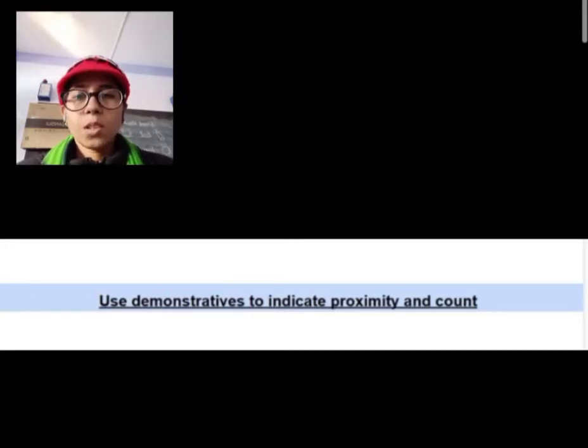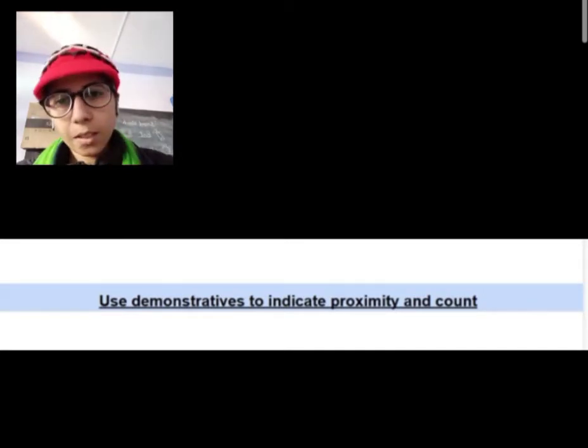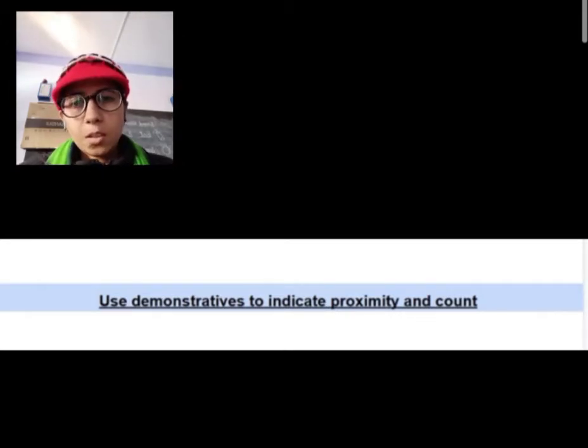Hello students, today we are going to take a short revision of what we have done till today in the ALGA 11 classes. In the grammar portion, we did the use of demonstratives to indicate proximity and count.